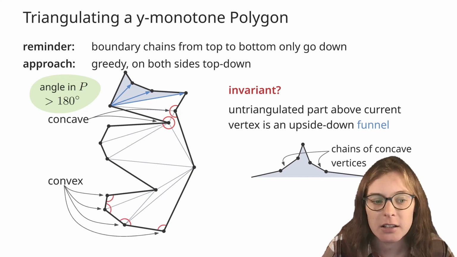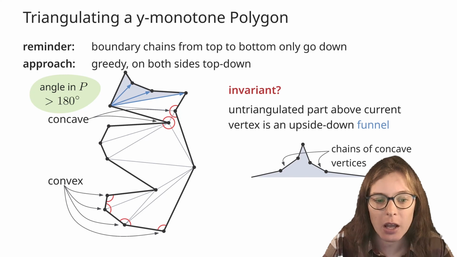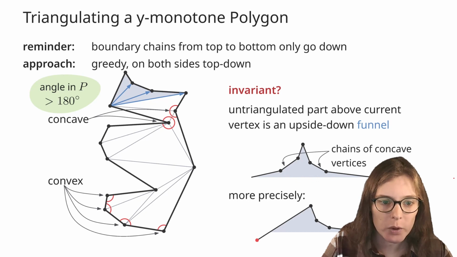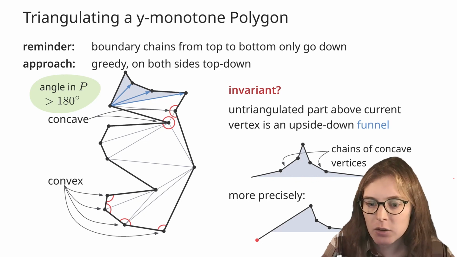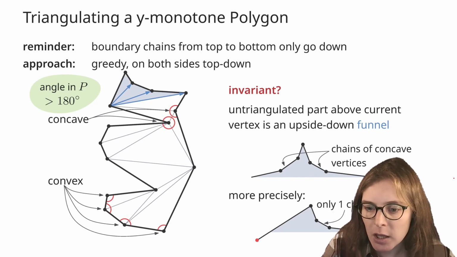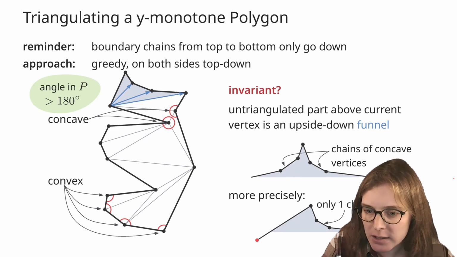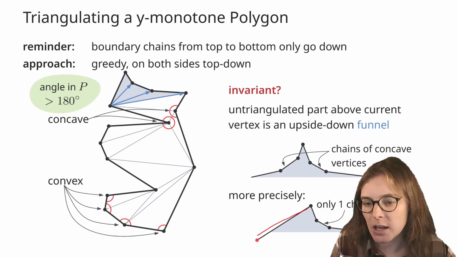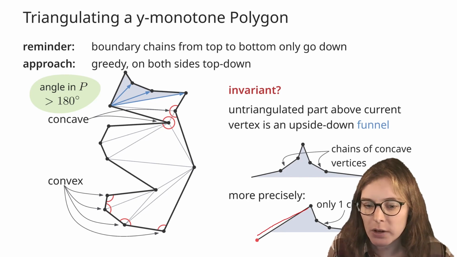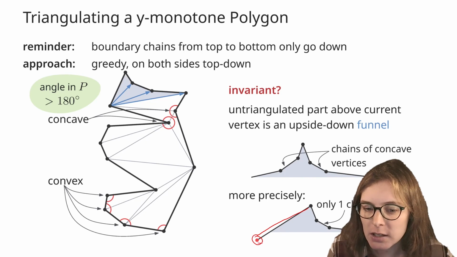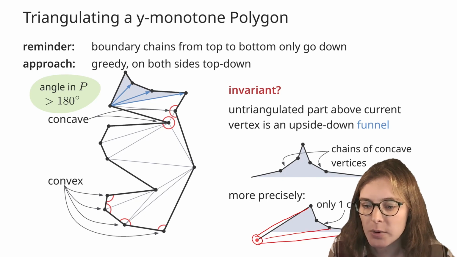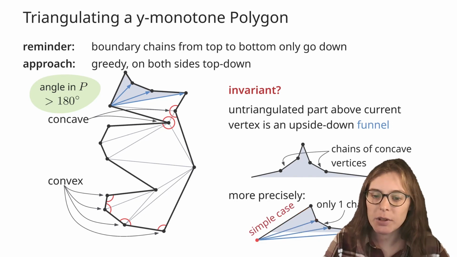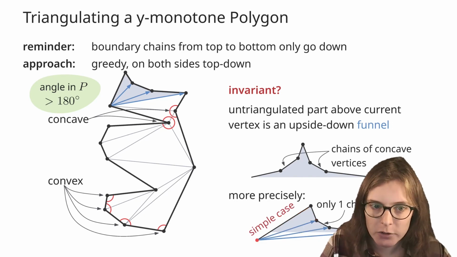And on the other side, convex vertices are those whose angle is less than 180 degrees. To be more precise, the funnel that we see when triangulating a y-monotone polygon is going to be of the following shape. It will have only one chain consisting of multiple vertices, and it will have one straight edge on the other side. As soon as we reach the end of this edge, we're going to start inserting the diagonals to the opposite side of the funnel. So this is a simple case of a funnel that we can see when triangulating the polygon.